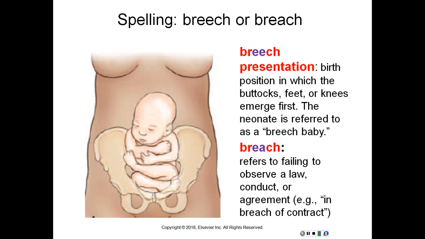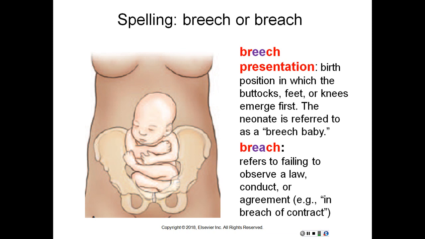In vitro fertilization, method of fertilizing human ova outside the body and placing the zygote into the uterus, used when infertility is present. Infertility management techniques that artificially combine both the ova and the sperm are called assisted reproductive technology. Lactation, secretion of milk. Lochia, vaginal discharge after childbirth. Meconium, first stool of the newborn, and it's a greenish-black color. Midwife, individual who practices midwifery, practice of assisting in childbirth.